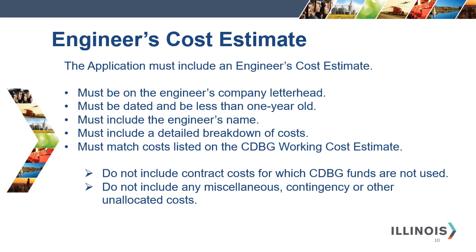The estimate must have a detailed breakdown of the costs necessary to complete the project. It must match the costs listed on the CDBG Working Cost Estimate form. In your document, do not include costs for which CDBG funds are not used. For example, do not include construction engineering costs, which are not an eligible CDBG expense. Do not include miscellaneous, contingency, or any other unallocated costs.